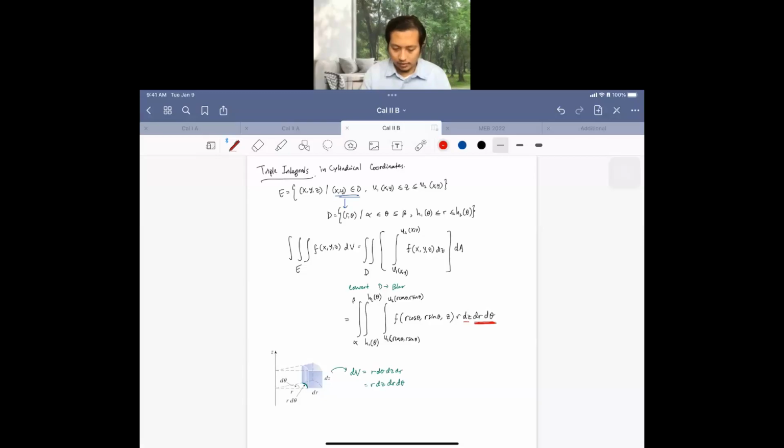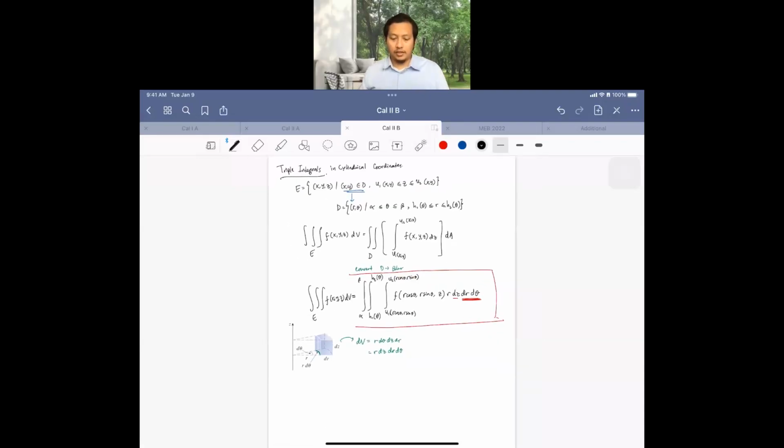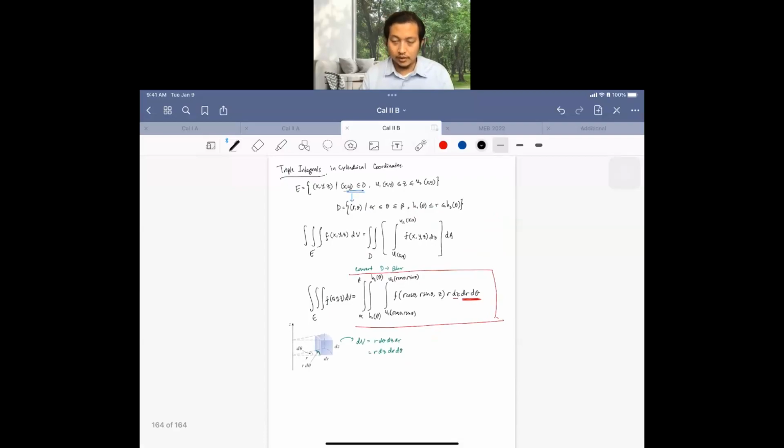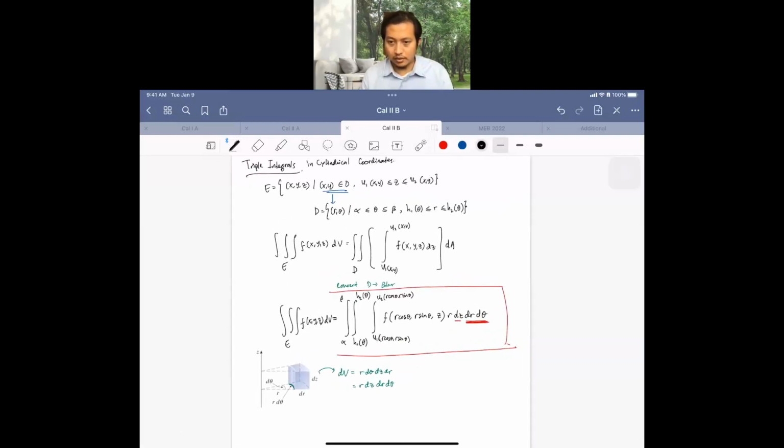I think this should be important. Okay. I will give you an example. I think we can write the example in the next section. Okay.